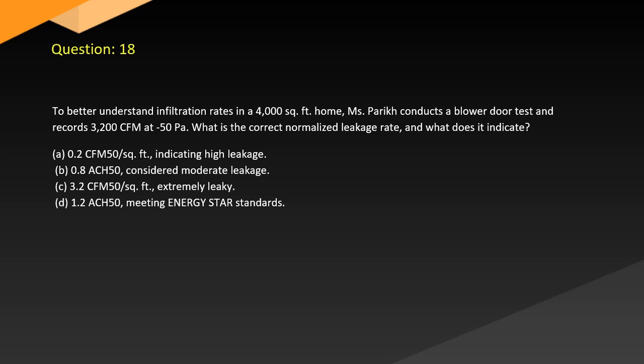A. 0.2 ACH, indicating high leakage. B. 0.8 ACH, considered moderate leakage. C. 3.2 ACH, or extremely leaky. D. 1.2 ACH, meeting Energy Star standards.